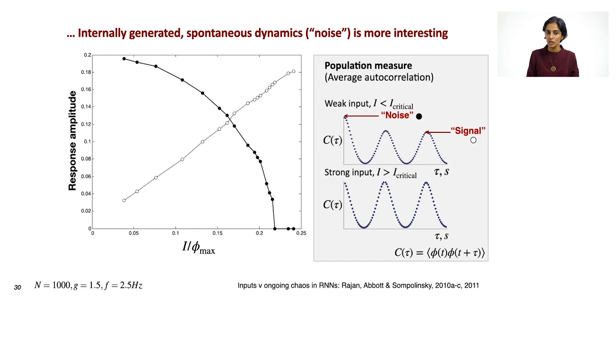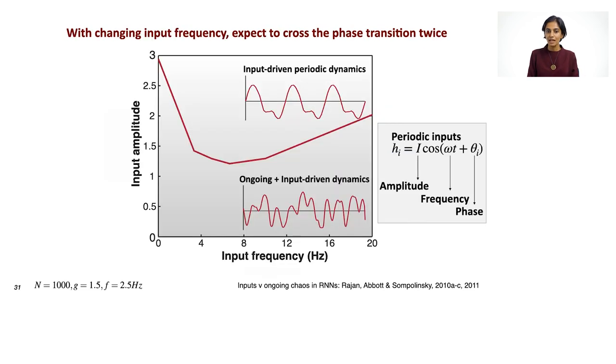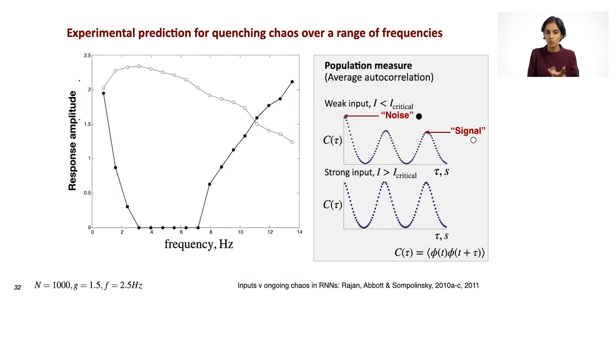The second prediction that this phase transition curve makes is that if you keep the input amplitude fixed, but change the frequency of the input, you should expect to cross this phase transition curve twice. Or in other words, you should expect to see a range of input frequencies for which the network entrains to the frequency of the input by turning off its ongoing or intrinsic dynamics. And that's indeed what you see in simulations.